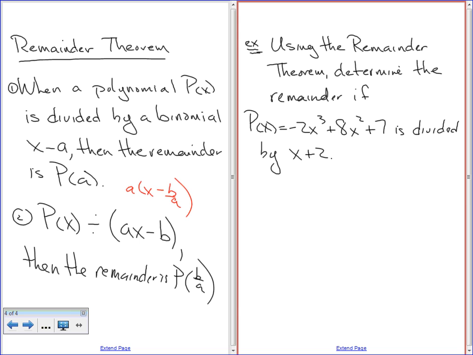Okay, so using the remainder theorem, determine the remainder if the polynomial is divided by the binomial x plus 2. The remainder theorem simply says if I want to know the remainder, because that's all I care about here, if this guy is divided by this guy, I identify the a value, which in this case is what? -2. I plug it into the polynomial, that'll give me the remainder.